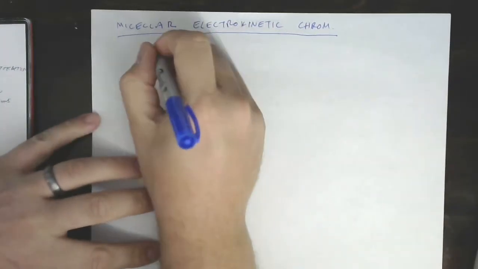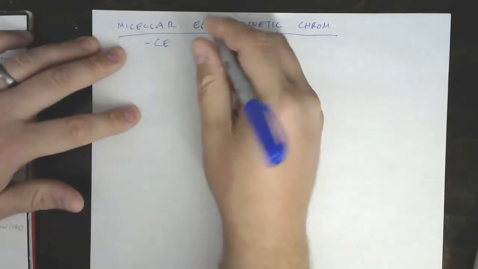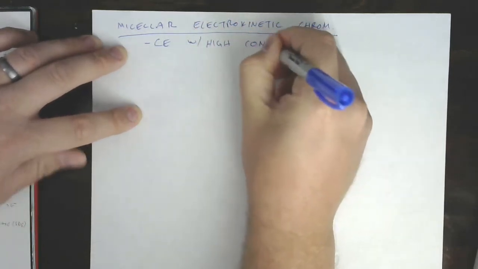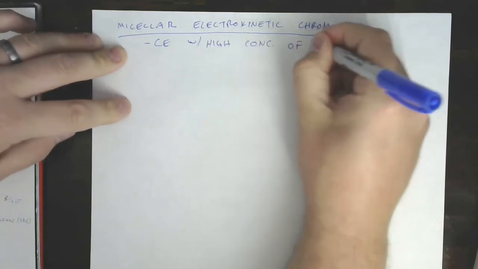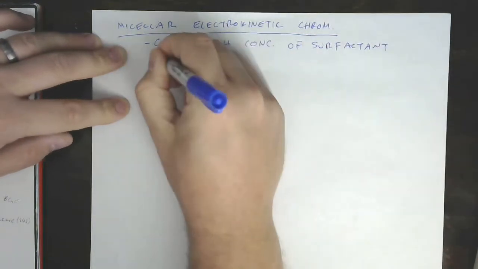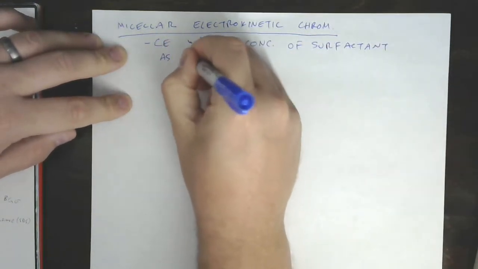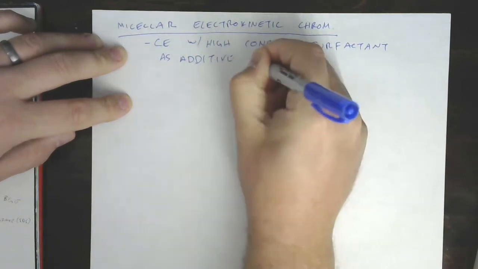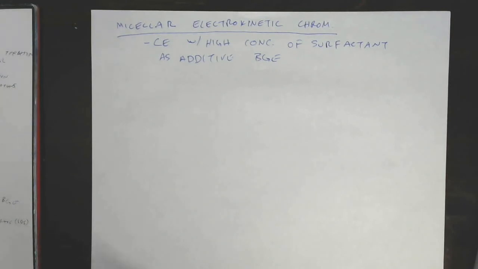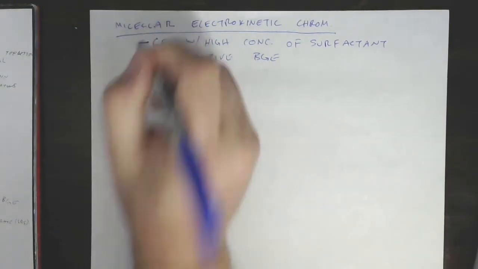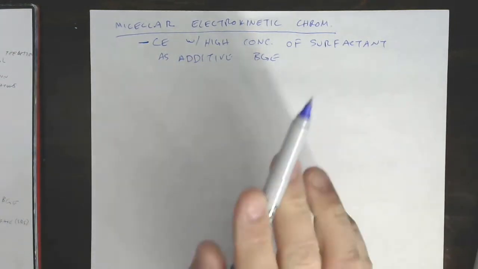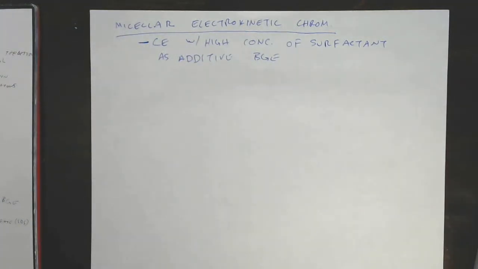So to put it simply, this is a CE separation conducted with a high concentration of surfactant as an additive to the background electrolyte, or the buffer that we use, comparable to the mobile phase in CE. So we add a high concentration of surfactant to the background electrolyte. By doing that, we get into this mode called micellar electrokinetic chromatography.